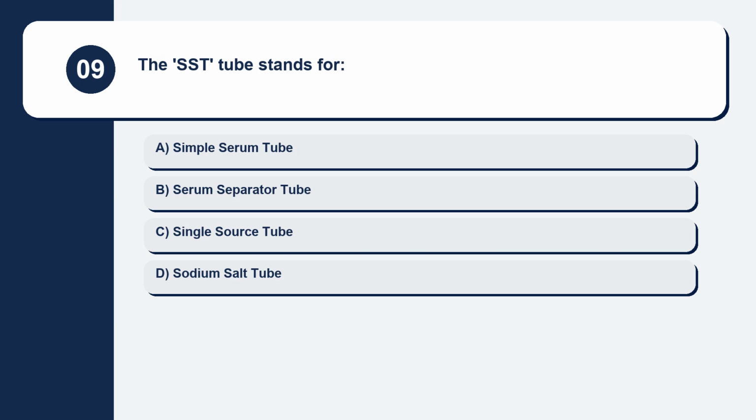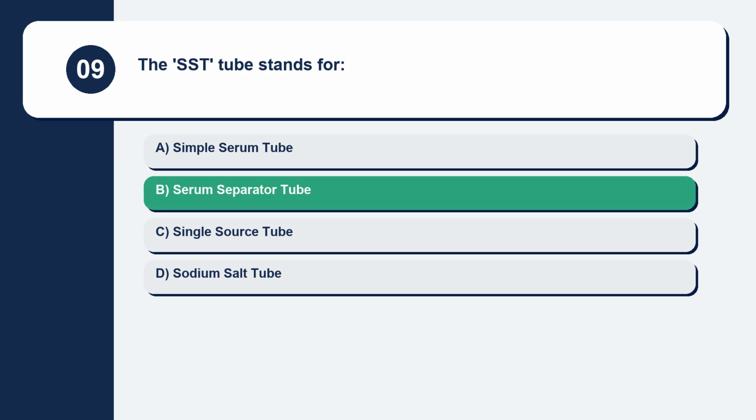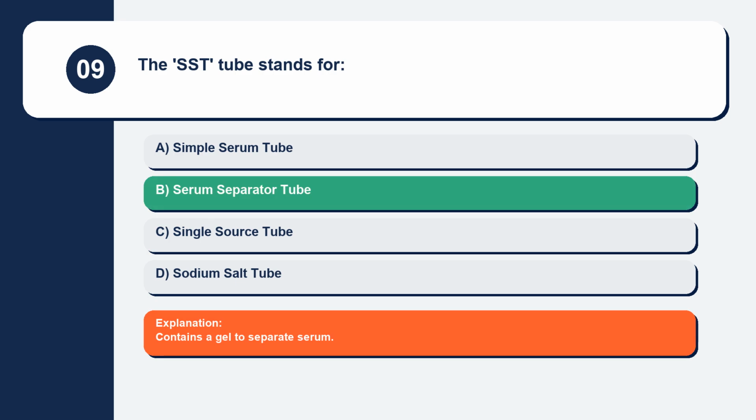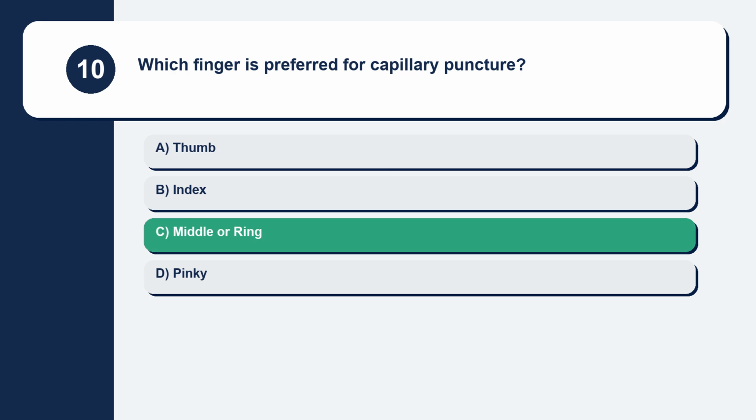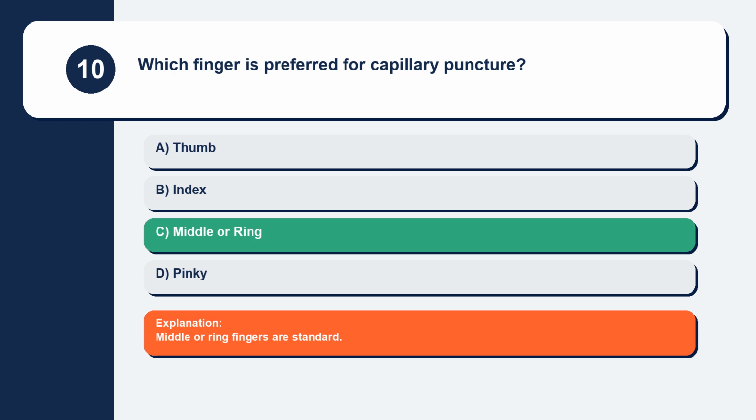Question 9. The SST tube stands for simple serum tube, serum separator tube, single source tube, sodium salt tube. Contains a gel to separate serum. Question 10. Which finger is preferred for capillary puncture? Thumb, index, middle or ring, pinky. Middle or ring fingers are standard.